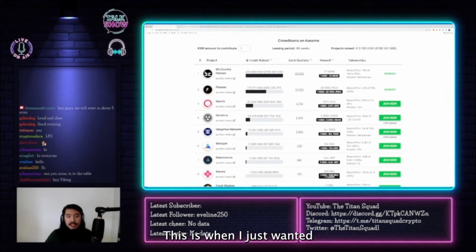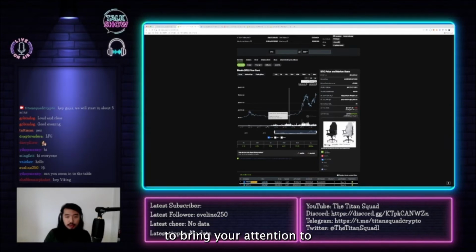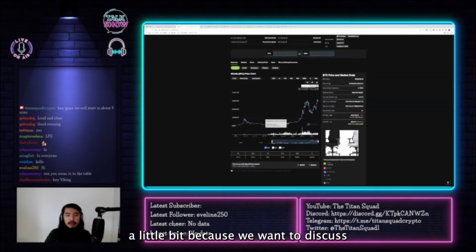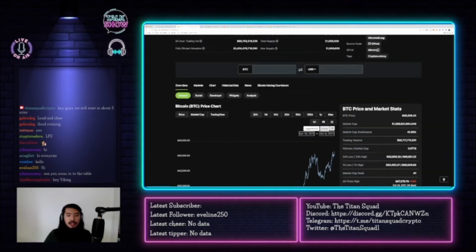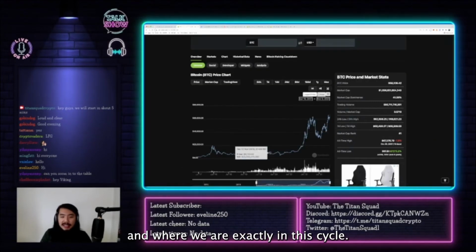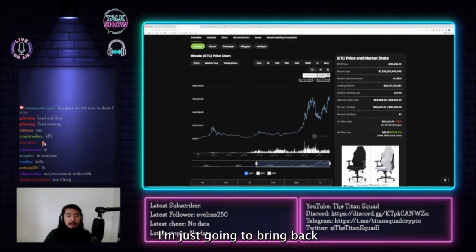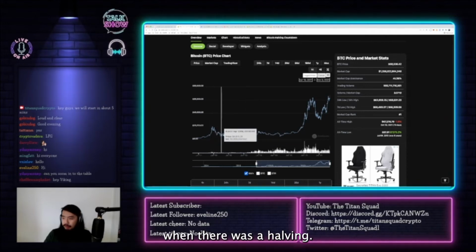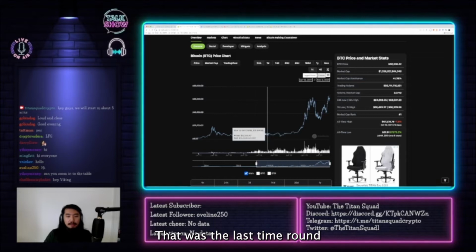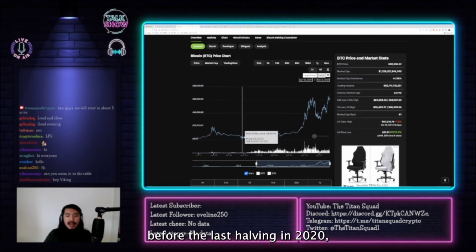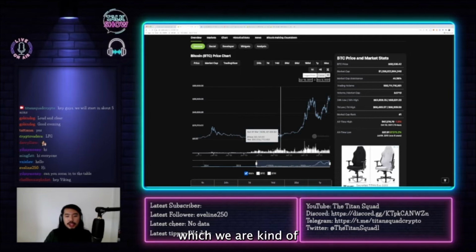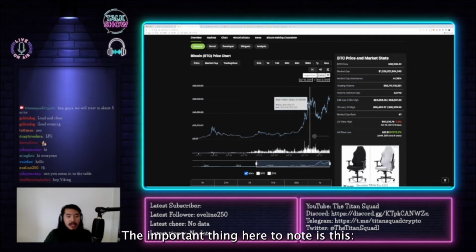So I just wanted to bring your attention to the Bitcoin chart a little bit, because we want to discuss winter and where exactly we are in this cycle. This is when it starts to get interesting. I'm going to go back in time to the last time around, back in 2016 when there was a halving. That was the last time round before the last halving in May 2020, which we are kind of in the run of things now.